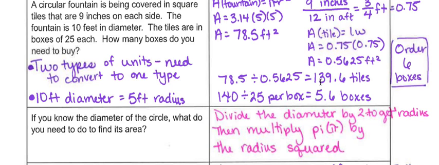Okay, the second one asks, if you know the diameter of a circle, what do you need to do to find its area? Well, area is pi r squared. So I first need to change my diameter to the radius. I do that by dividing the diameter by 2 to get the radius, then multiply pi by the radius squared, because that's the formula for area. So divide the diameter by 2, square it, and multiply it by pi.